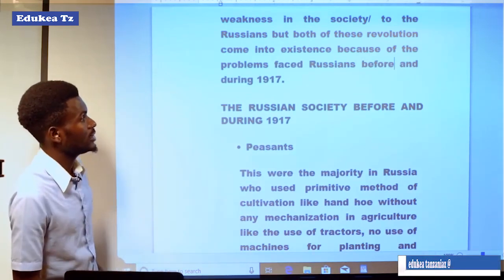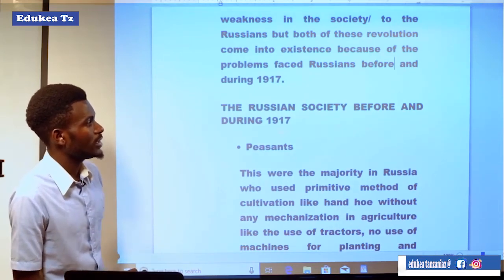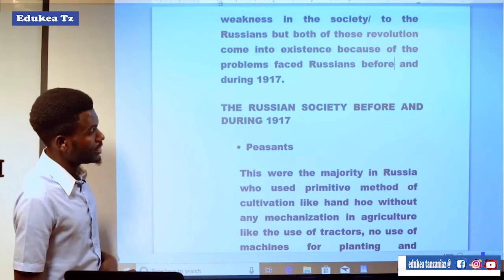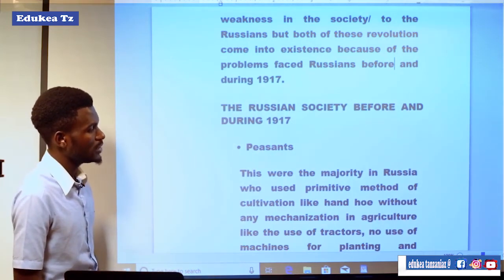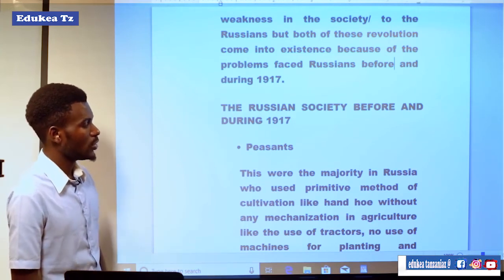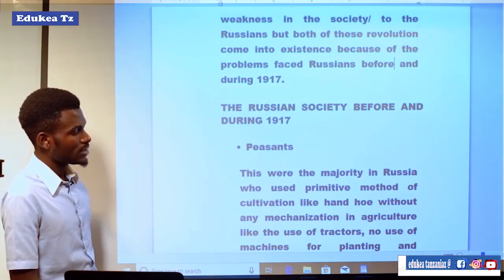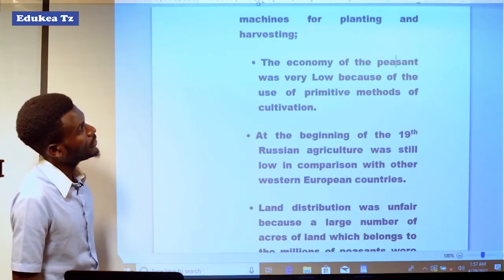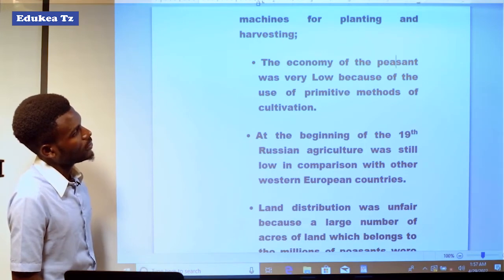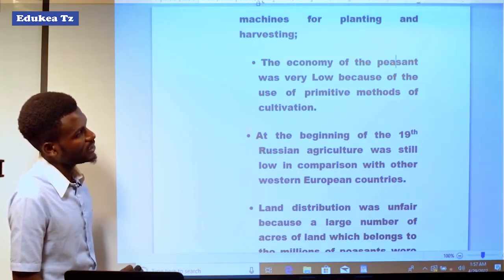The Russian society before and during 1917. Peasants. These were the majority in Russia who used the primitive method of cultivation, like the hoe, without any mechanization in agriculture, like the use of tractors, no use of machines for planting and harvesting. The economy of the peasants was very low because of the use of primitive methods of cultivation.